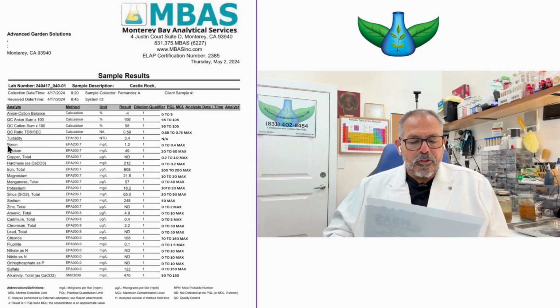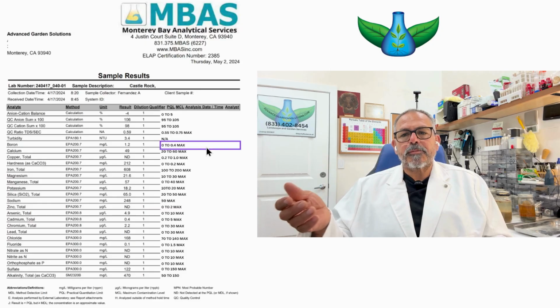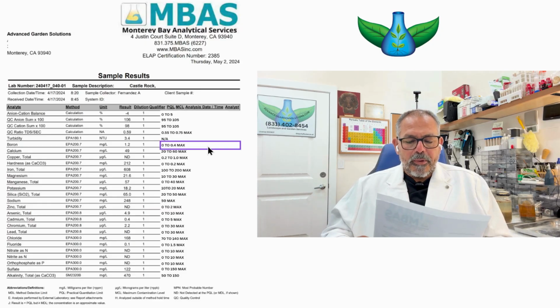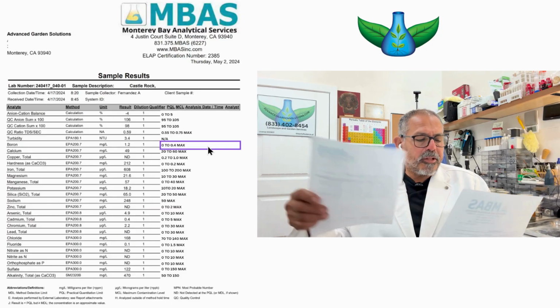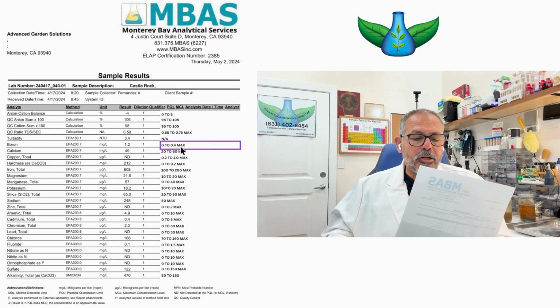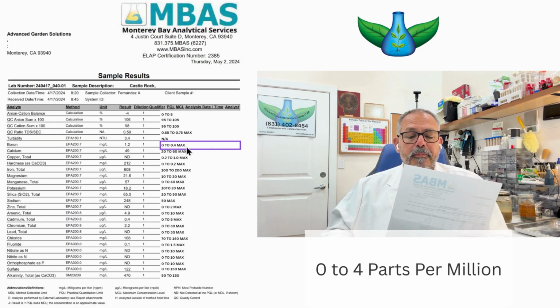Then we move on to boron. We have 1.2 parts per million, or milligrams per liter, when the maximum should normally be between 0 and 0.5 parts per million. So we have way too much boron.